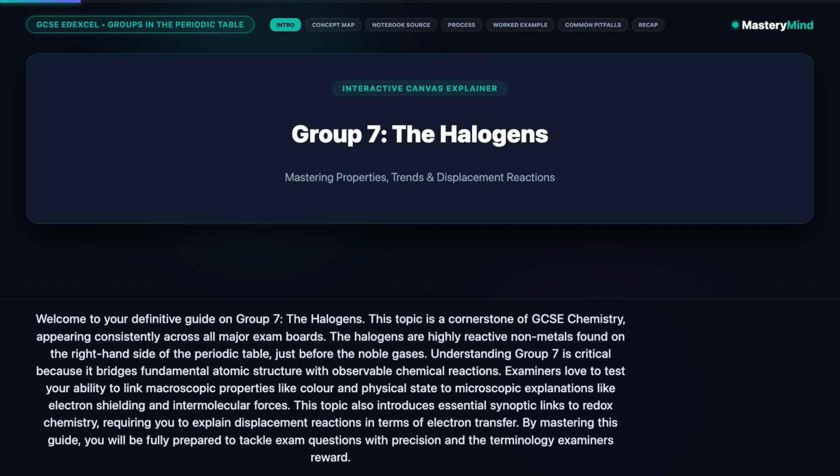Examiners love to test your ability to link macroscopic properties like color and physical state to microscopic explanations like electron shielding and intermolecular forces. This topic also introduces essential synoptic links to redox chemistry, requiring you to explain displacement reactions in terms of electron transfer. By mastering this guide, you will be fully prepared to tackle exam questions with precision and the terminology examiners reward.